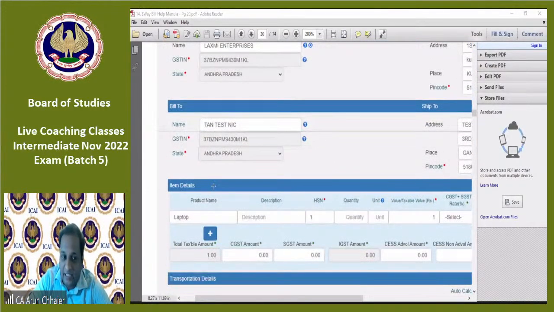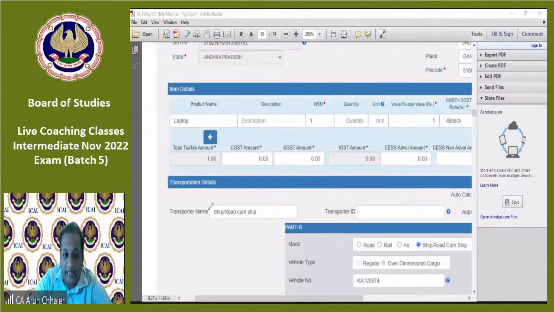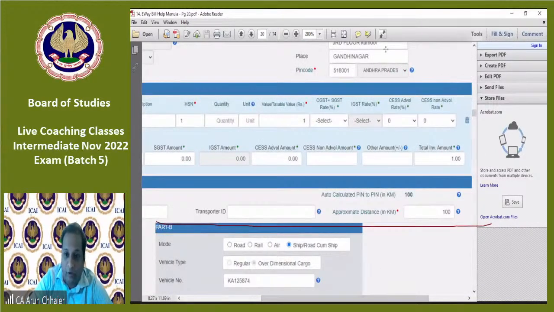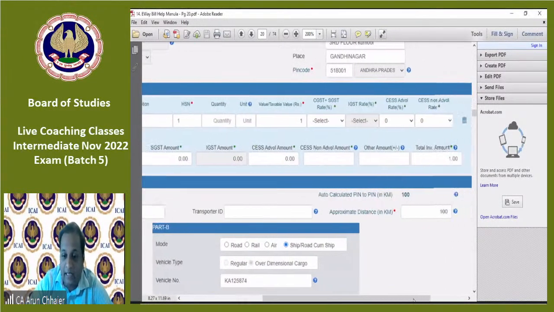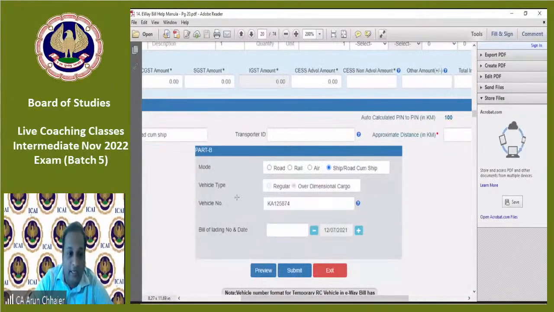Then we give the details of the item, HSN code, taxes, then transporter details. Here the transporter ID is entered and the distance is calculated from the pin from to the pin to location. Based on the distance, you can change it a little bit, an approximate distance, and based on the distance, the validity period of the e-way bill is calculated. Now in the mode, so now it is the part B.